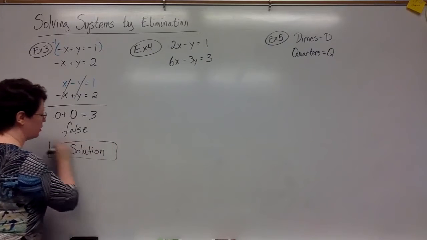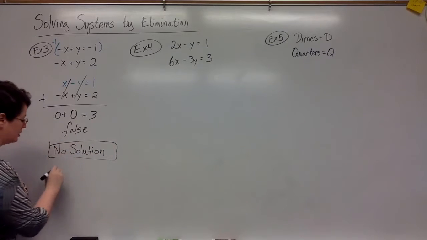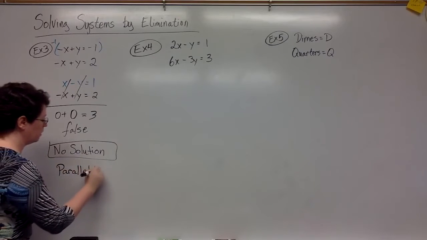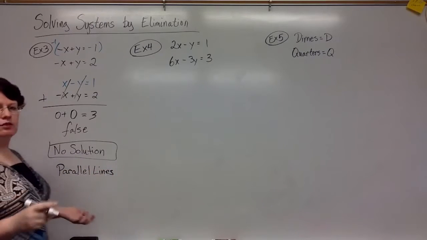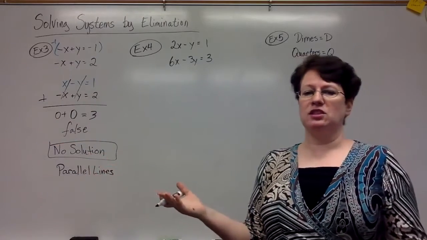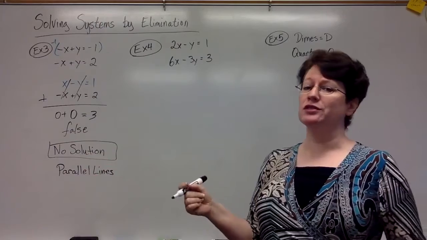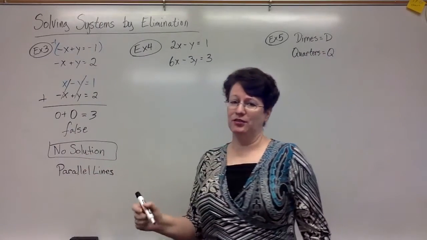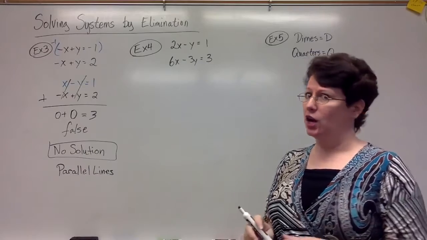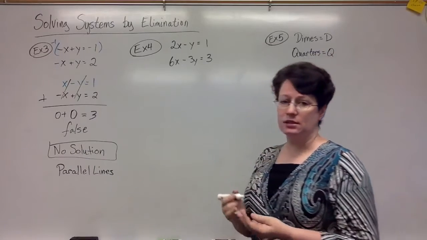So what does that look like on the graph? Yeah, you got it. These are parallel lines. They're not going to touch. They're never going to cross. So I don't have a point of intersection. That's okay. Unfortunately, there are problems in life where we have no solution. They're not always fun, but they are there, okay? So let's look at our next example.